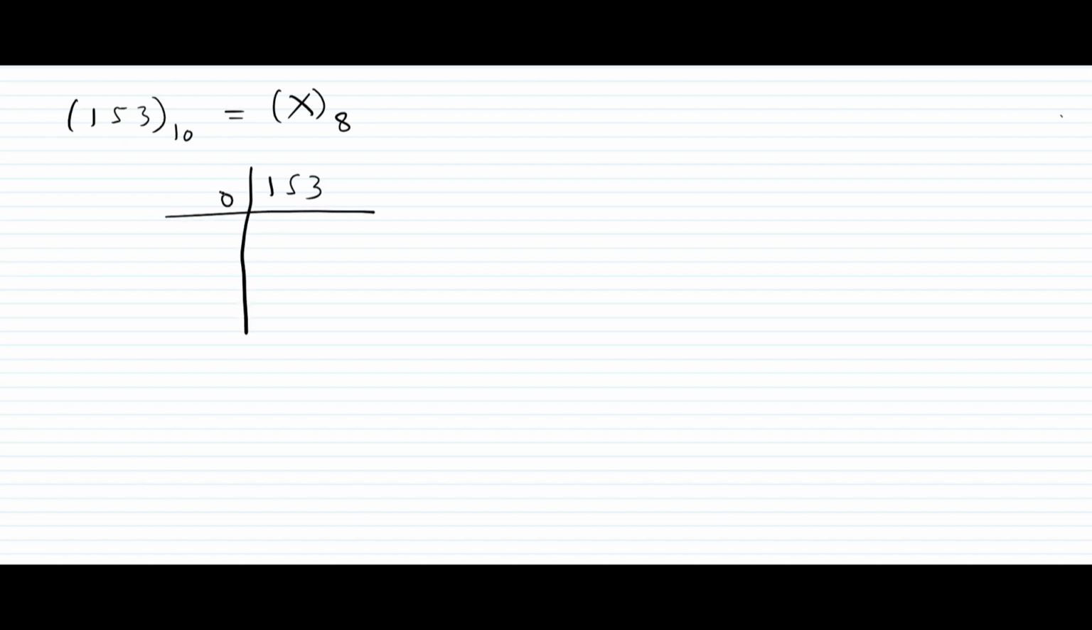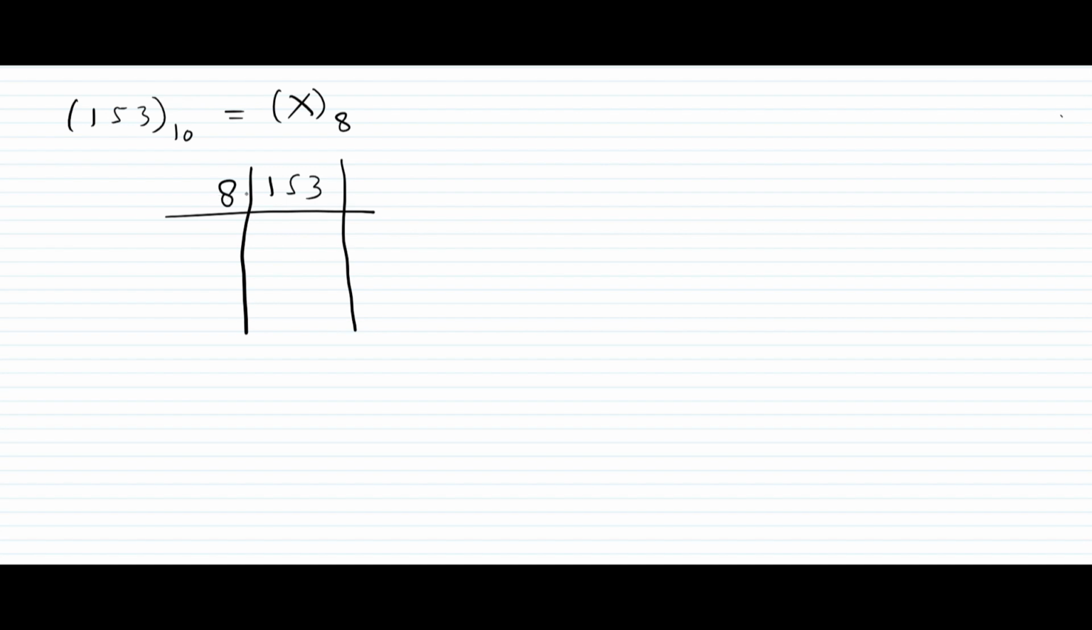Suppose the number given to me is 153 in base 10 and I want to convert it into base 8. Here it is only the integer part, so there is no need to separate it into integer and fraction. It is totally integer part. So the number given is 153. You have to divide this by the base. Here I will write remainder, here I will write quotient.